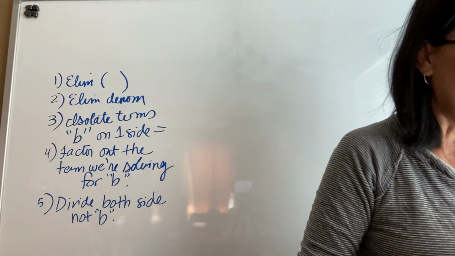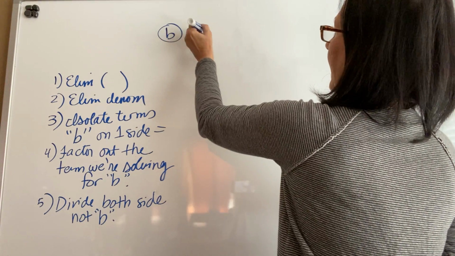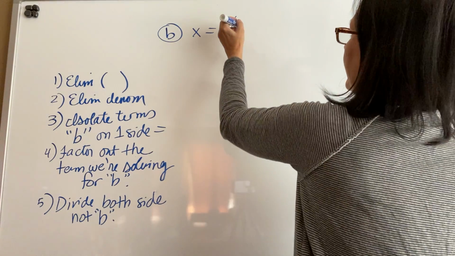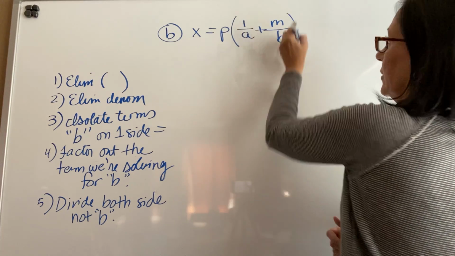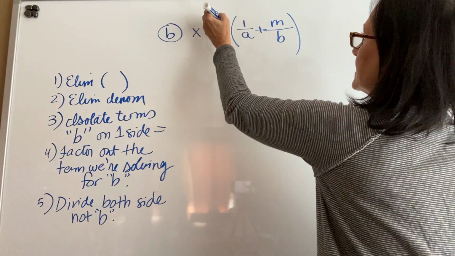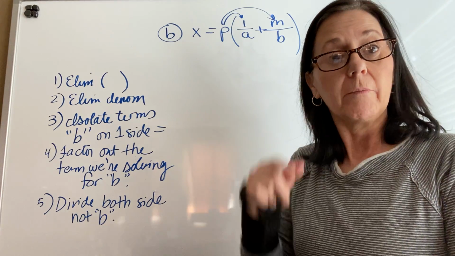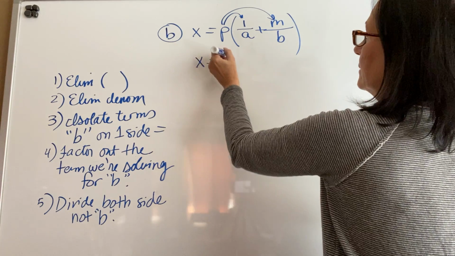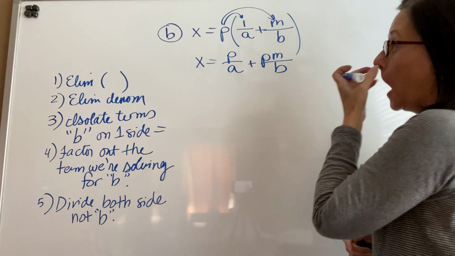Look at example 1. x equals p. We're solving for b. I always write that down. x equals p, open parentheses, 1 over a plus m over b. All right, I'm going to eliminate the parentheses by distributing p to both terms. It's just like p over 1, so I'm multiplying p times each of the numerators. So I have x equals p over a plus pm over b.